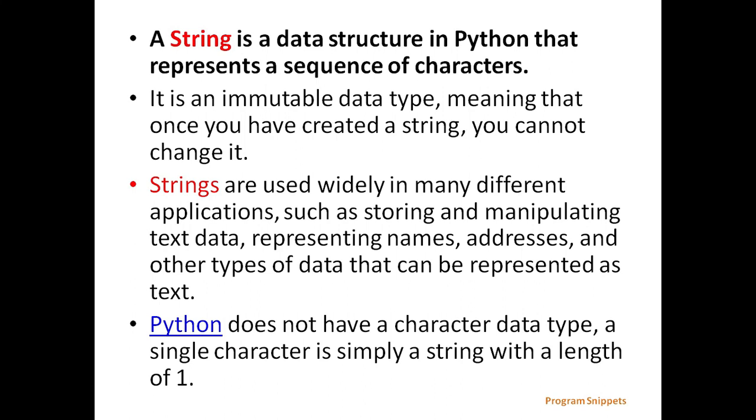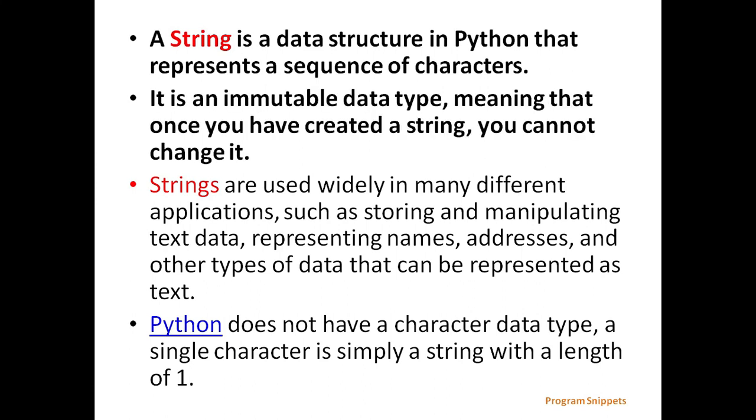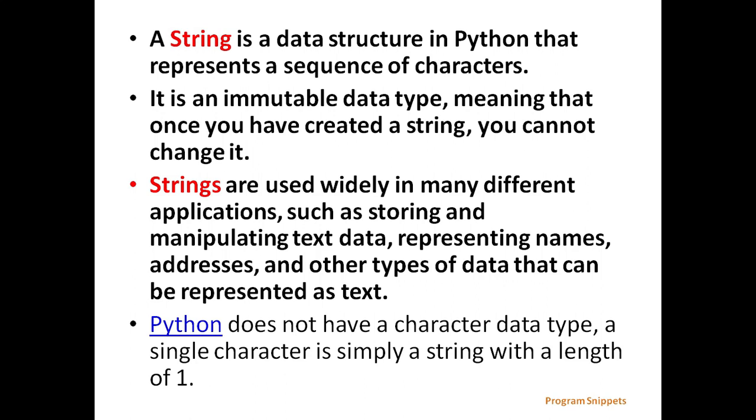Here we will see string in Python. A string is a data structure that represents a sequence of characters. It is an immutable data type, that is, once you have created a string, you cannot change it. Strings are widely used in many different applications, such as storing and manipulating text data, representing names, addresses, and other types of data that can be represented as a text.